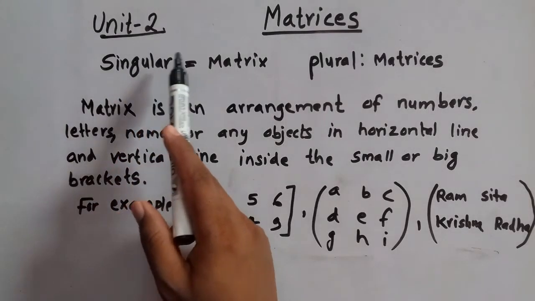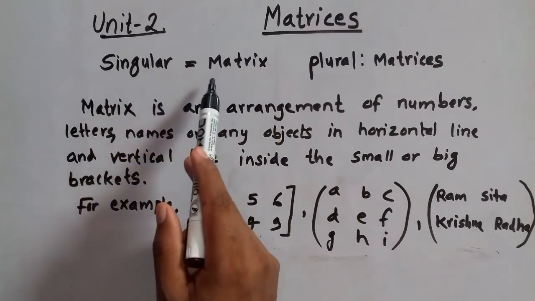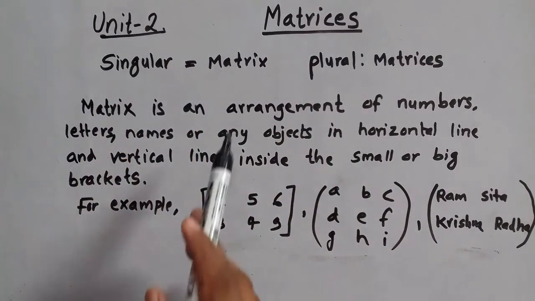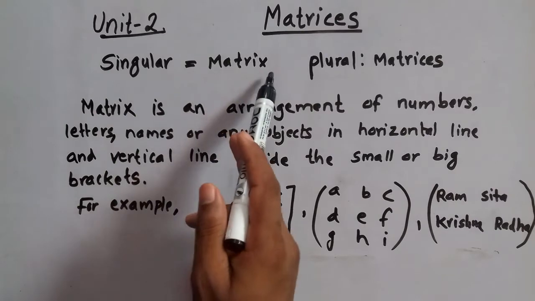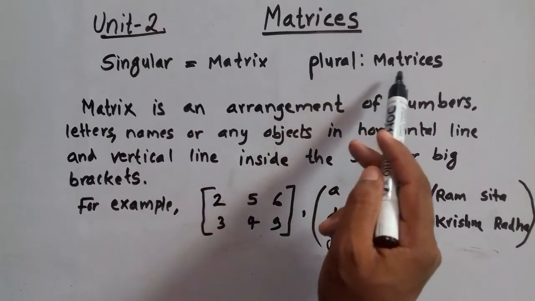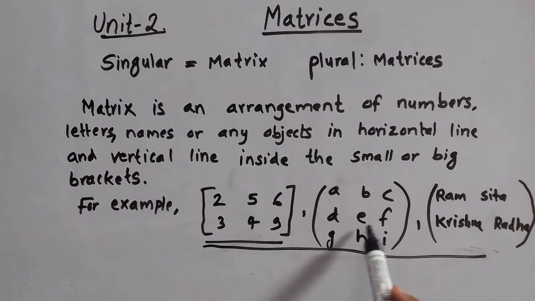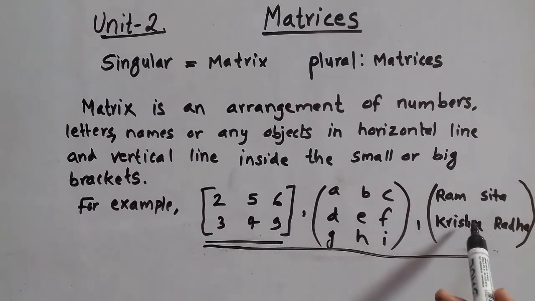In this unit 2 we are going to study about matrices. Singular, when we use for only one we have to use the term matrix. When we use for many matrix then we use the term matrices. For example, this is a matrix, but when we speak about all these three, these are matrices.